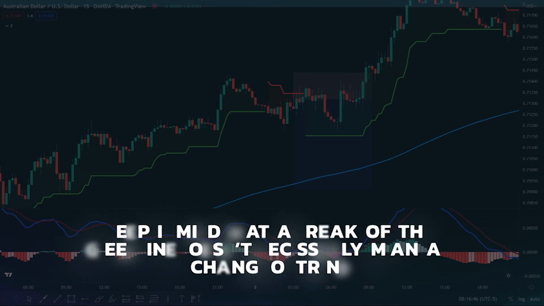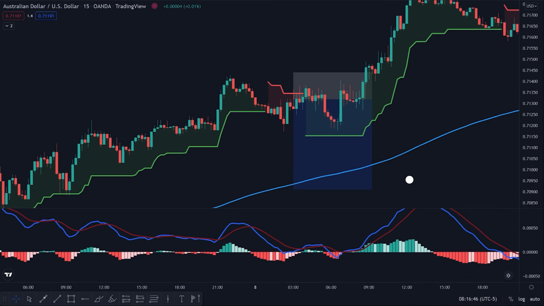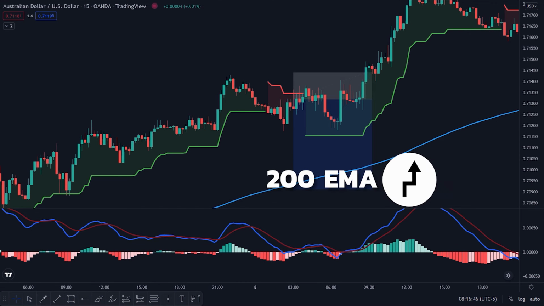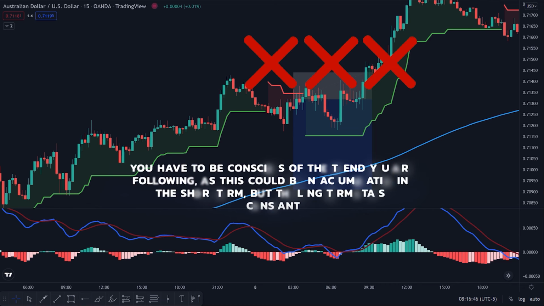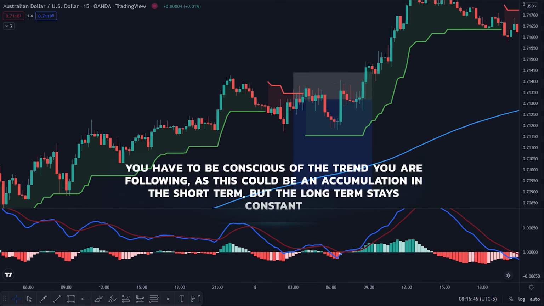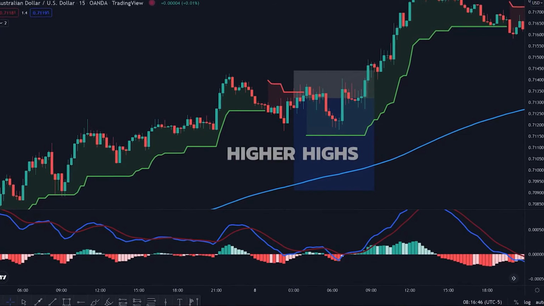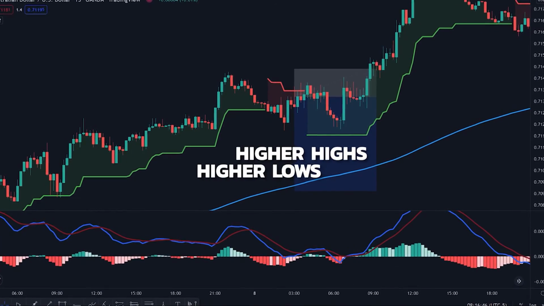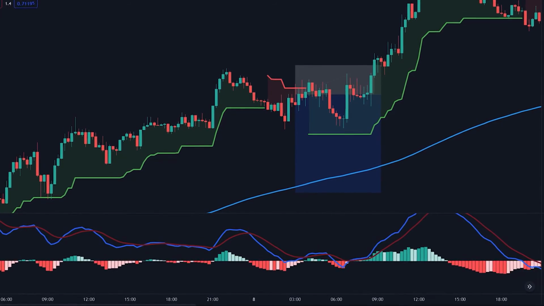Keep in mind that a break of the green line doesn't necessarily mean a change of trend. As long as the structure is being kept above the 200 EMA, we are still in a bullish trend. Sometimes this indicator gives false reversal signals. You have to be conscious of the trend you are following, as this could be an accumulation in the short term, but the long term stays constant. Check if the super trend indicator has higher highs and higher lows, or vice versa, which means new opportunities to enter into the market and ride the wave of the trend.